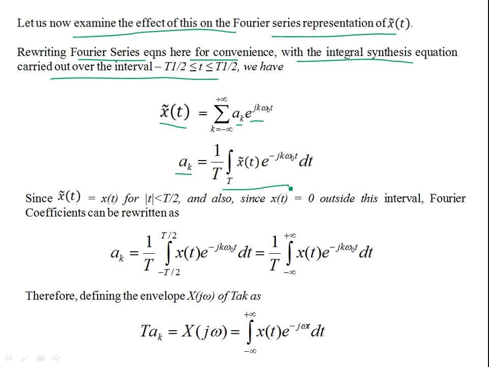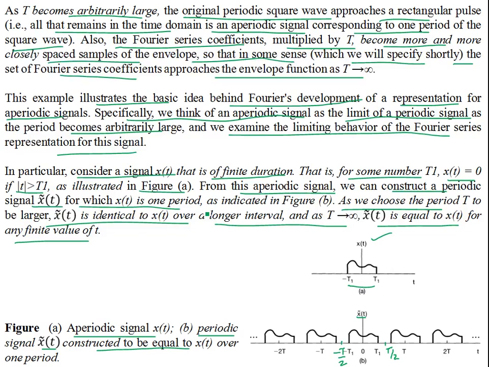Sorry, the Fourier analysis equation, which is 1 over T, where T is the period, then x tilde t e to the minus j k omega naught t dt. Now, since x tilde t is x(t) over one period, and also since x(t) is 0 outside this interval, the Fourier coefficients can be written in one period as follows.